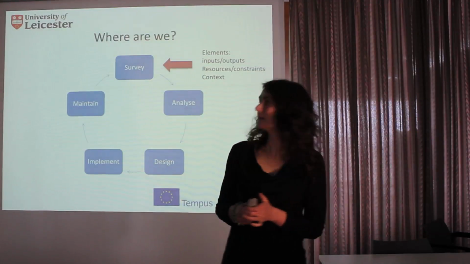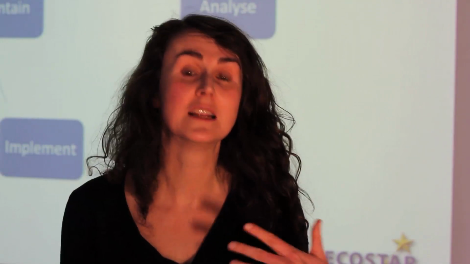So, where are we? Well, last time we went through the survey stage. So you had your design brief and your map, and from that you listed the elements that you had and their inputs and outputs. You listed the resources and constraints that were in your system, and you really thought about the context of the system, social, political, environmental, the very broad context of the system, which often can make more of a difference to whether these things happen than the actual technical issues concerned.